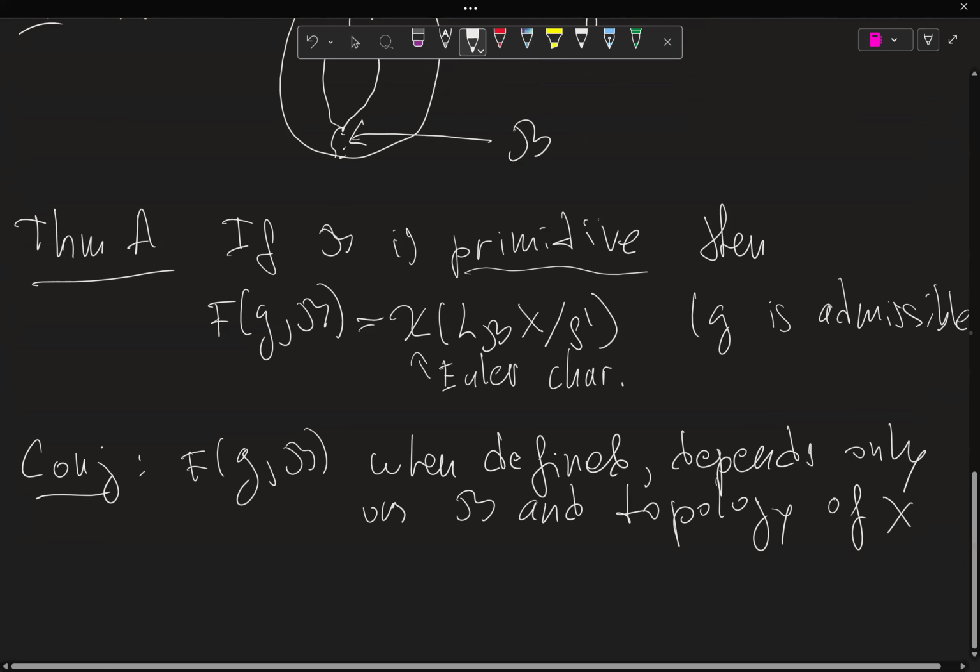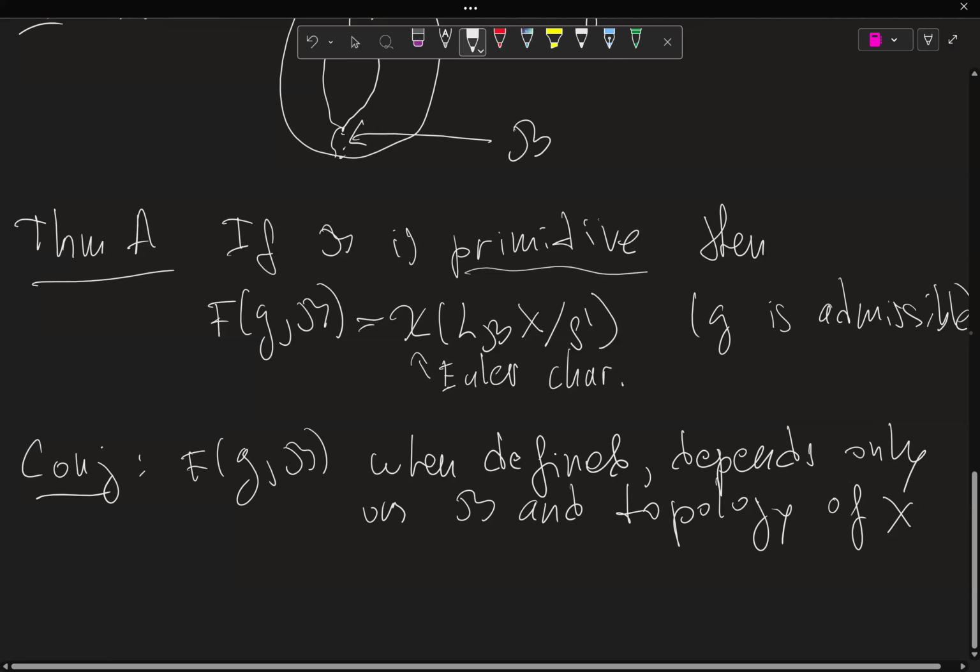Yeah, so the L beta X is somehow a homotopically finite space. Yes. Otherwise the right hand side is in principle infinite, right? But also the right hand side does not depend on G. That makes it interesting. So the right hand side is purely topological.